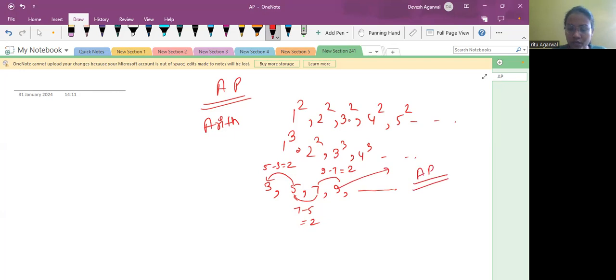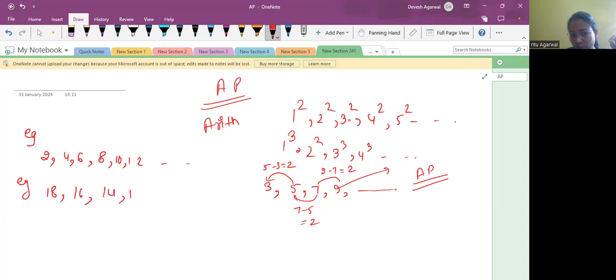So arithmetic progression is a type of series in which the difference between two consecutive terms always remains the same. We can consider the next example: 2, 4, 6, 8, 10, 12, and so on, right? It can be extended more. Another example we can take is 18, 16, 14, 12, 10, 8, right?